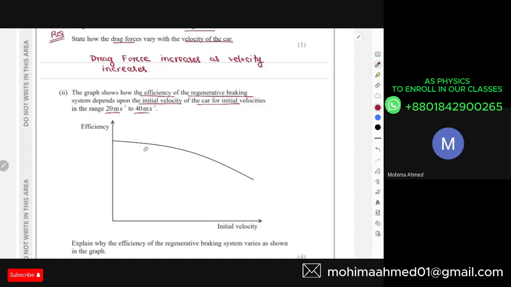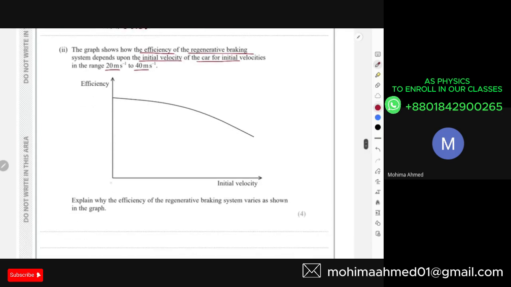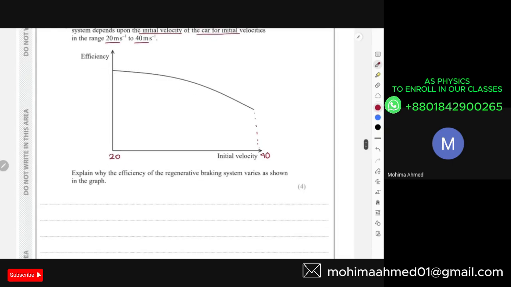Efficiency drops down as the value of your velocity increases, right? Because over here, if I label this, randomly I'm labeling this, okay? So if this is your initial velocity 20, at the smallest initial velocity, you get the maximum efficiency. At the largest initial velocity, you get the smallest efficiency, right? Because efficiency slopes down as your value for the initial velocity increases. That's what we can understand from the shape of the graph.